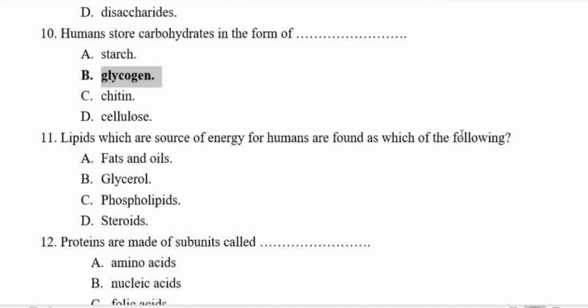So the lipids, how are they found? The first one is saying that they are found as fat and oil. The second one says glycerol. The other one is phospholipids, and D is steroids. So which of the options are correct for question 11?